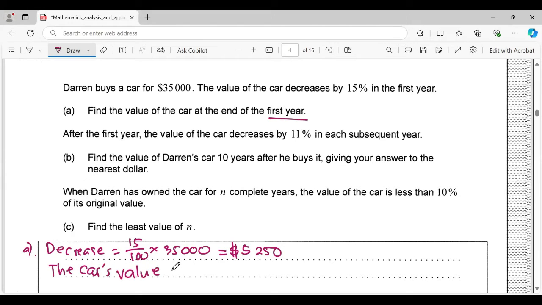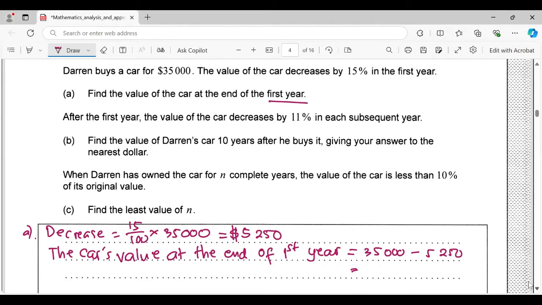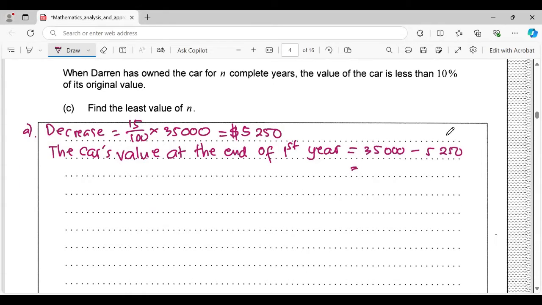the car's value at the end of the first year is 35,000 minus 5,250. It is 29,750 dollars.